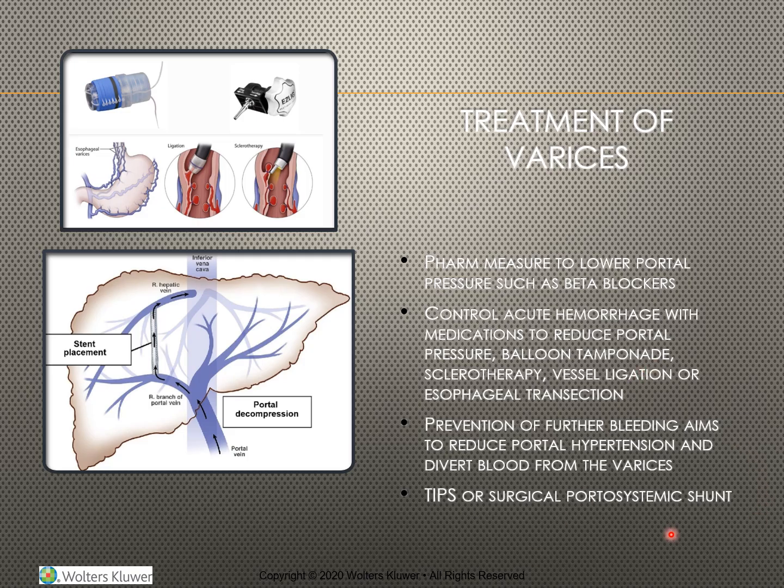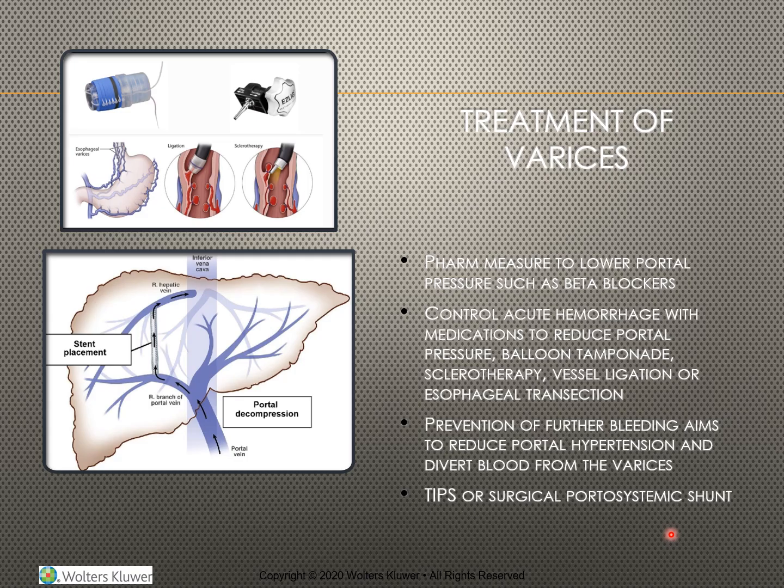So with treatment of varices, one of the primary measures that we use is preventative measures, which are often pharmacological means to try to lower portal pressure, to reduce the size and the development of esophageal varices in the first place. So we can use things like maybe diuretics or beta blockers that can reduce portal hypertension from the start. If someone develops an acute hemorrhage, we can control that as well with maybe some medications like vasopressin to reduce portal pressures. But often we use mechanical methods to stop that bleeding.